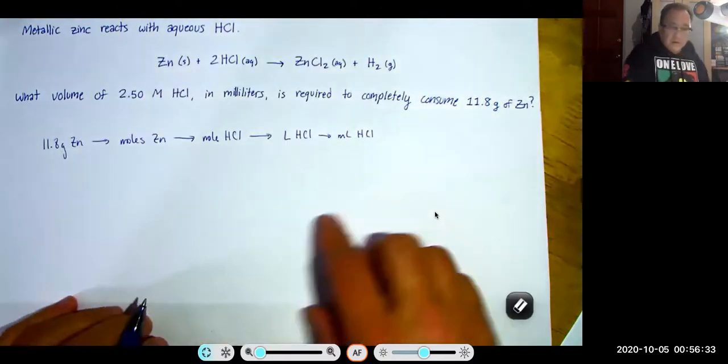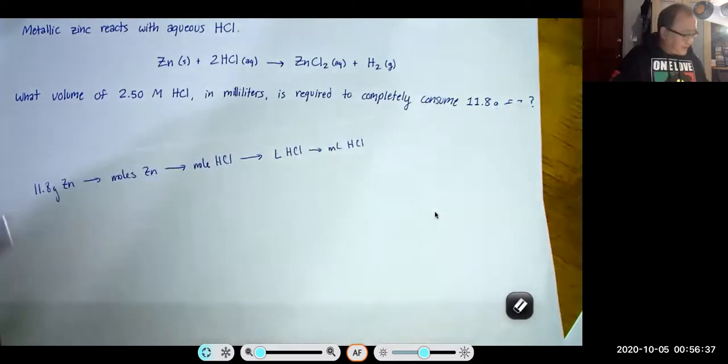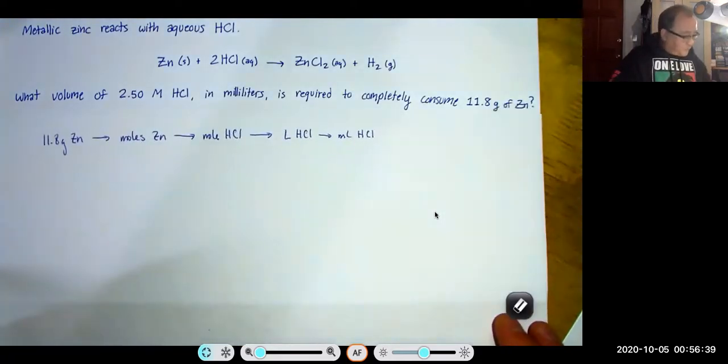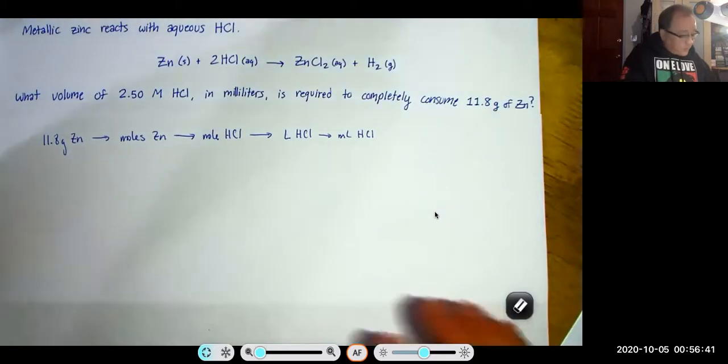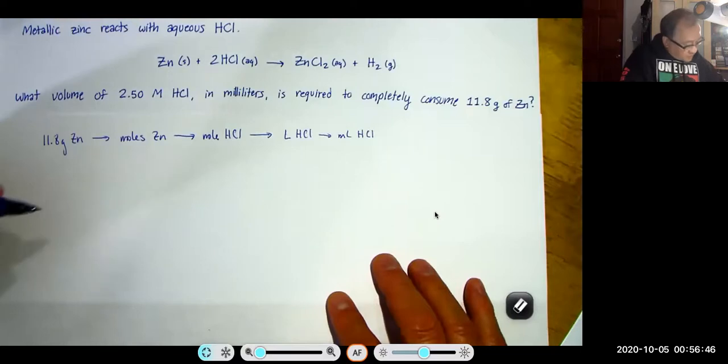Okay, so what we have here are 1, 2, 3, 4 problems. And we could do this as 4 problems, or we could do it as 1 problem. So let's do it as 1 problem. So I'm going to start with 11.8 grams of zinc.